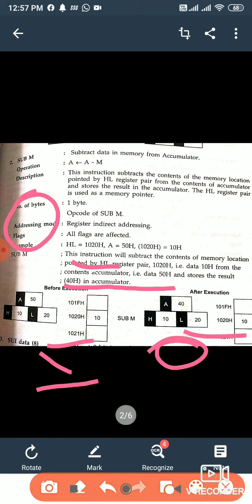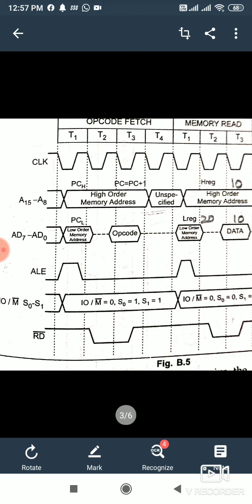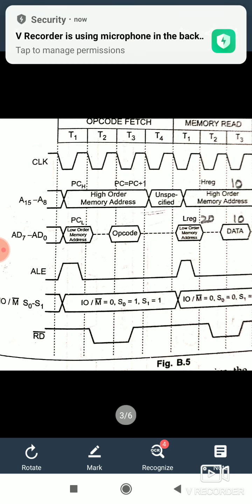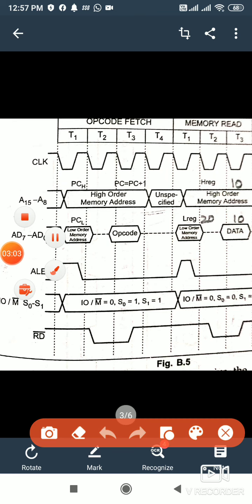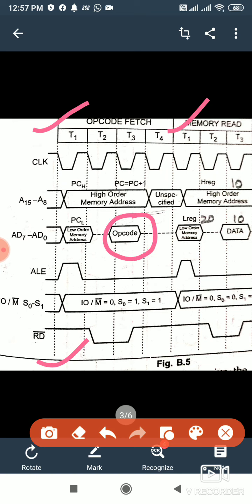Now what will be the timing diagram of this? The timing diagram of this subtract and all other instructions which were listed there is given by this. In this, first is opcode fetch, next is memory read. Opcode fetch is similar to what I have shown in each and every instruction. In opcode fetch, it will fetch the opcode of subtract M, SUB M. The opcode of that instruction has been read. Now in memory read, what does it do?